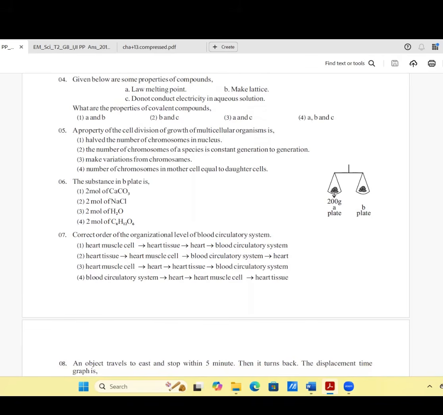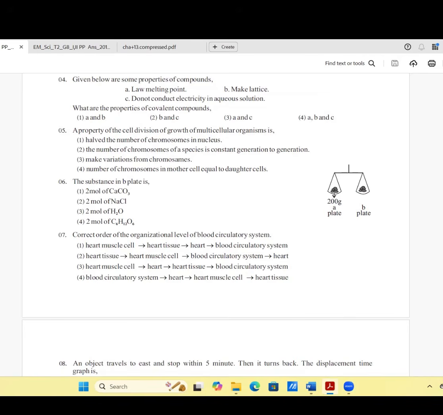Question number 5. A property of the cell division of growth of multicellular organisms is: 1. Halve the number of chromosomes in the nucleus. 2. The number of chromosomes of a species is constant generation to generation. 3. Make variations from chromosomes. 4. Number of chromosomes in mother cell equal to daughter cells. Answer 4. Mitosis keeps chromosome number constant across generations.